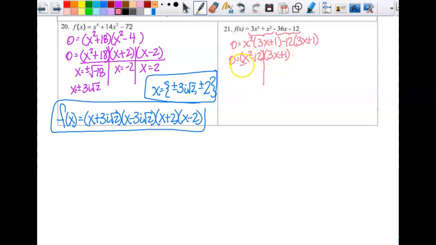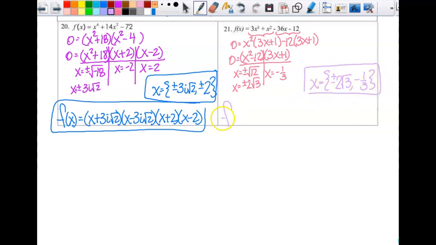Then I can find my zeros. x equals negative 1/3. x equals plus or minus the square root of 12. So that means x equals plus or minus 2 square roots of 3. So then my zeros are plus or minus 2 square roots of 3 and negative 1/3. My complete factorization is x plus 2 square roots of 3 times x minus 2 square roots of 3 times 3x plus 1.